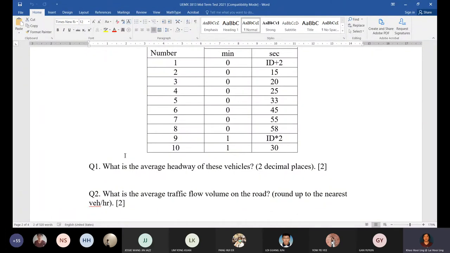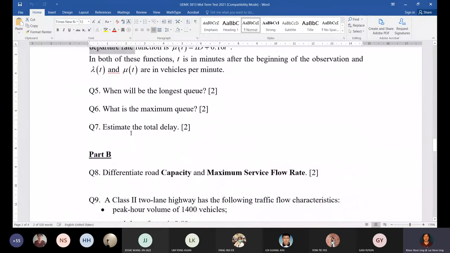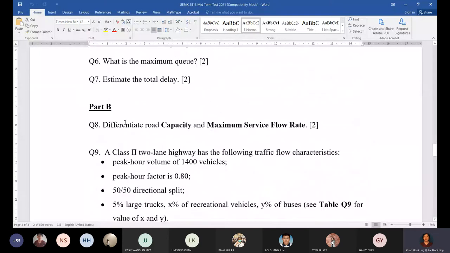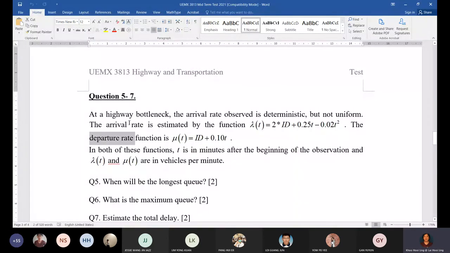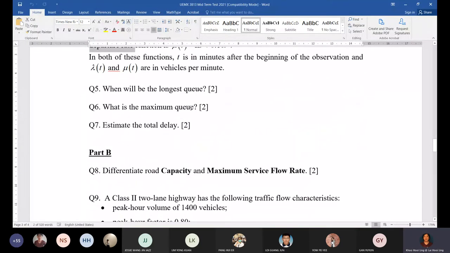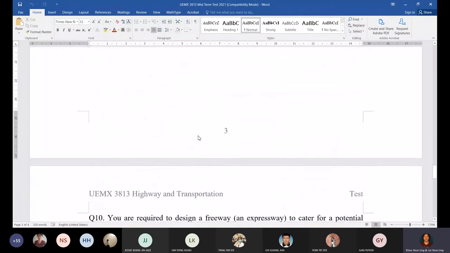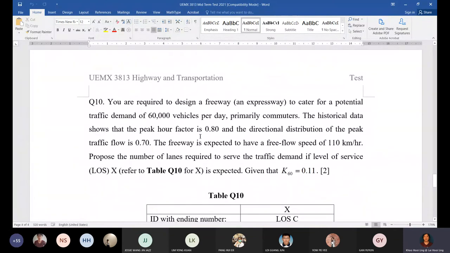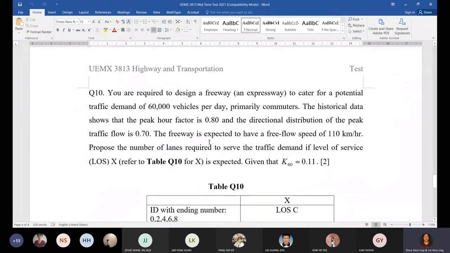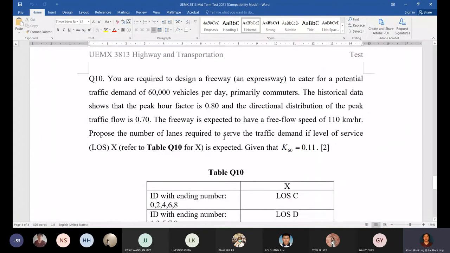Divide by 9, divide by 10. The other questions are so simple. Everything you can get from the notes, and if you are familiar with your tutorial, it doesn't actually have any difficulty level for you. We have several students that scored full or near full points, but there are many students that cannot do well.